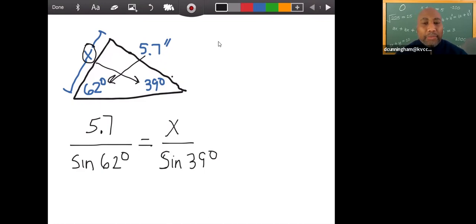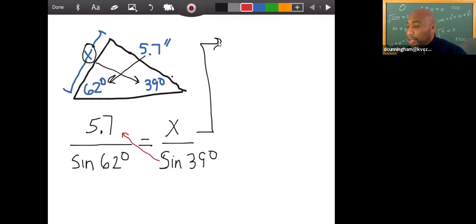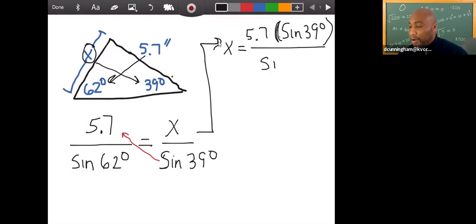Now, this is a matter of doing algebra and getting X by itself. So in this case, to solve for this problem, I'm going to just put an arrow up here so you can see how we're going to do this. We're going to move this sine up here. And so what we end up with is X is equal to 5.7 times the sine of 39 degrees divided by the sine of 62 degrees. So our main thing is to get X by itself.